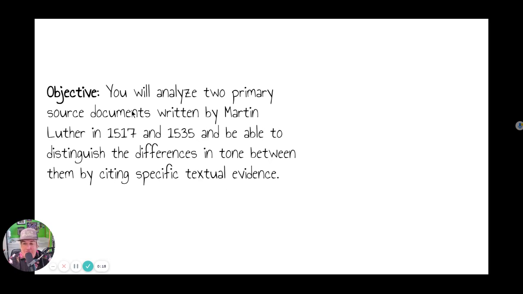First of all, your objective is that you will analyze two primary source documents written by Martin Luther, one in 1517 and then another one in 1535. And you'll be able to distinguish the differences in tone between them by citing specific textual evidence.